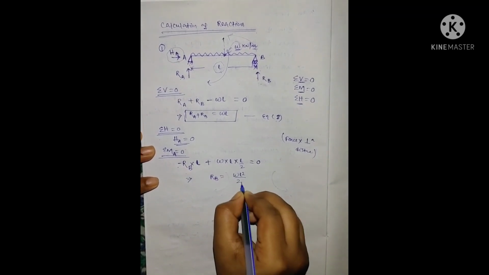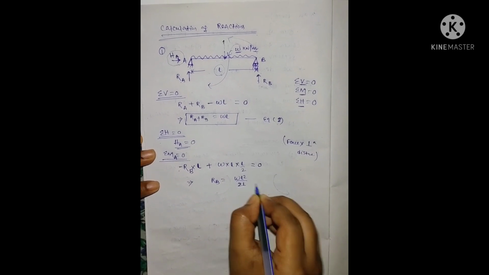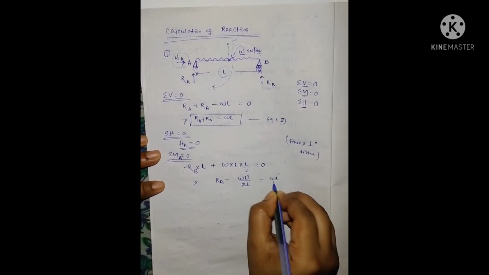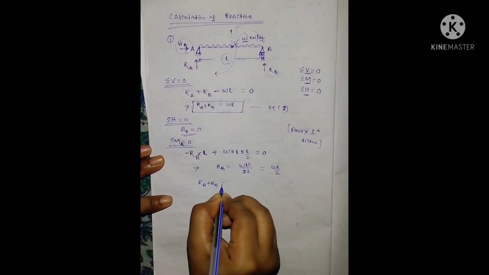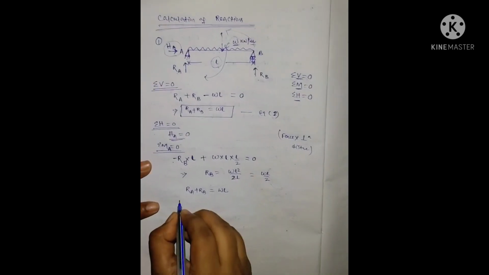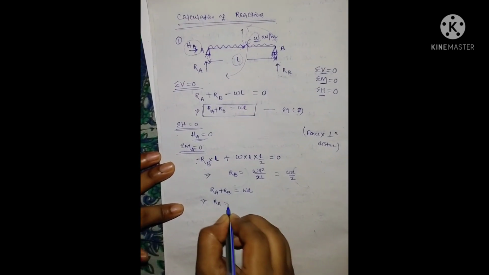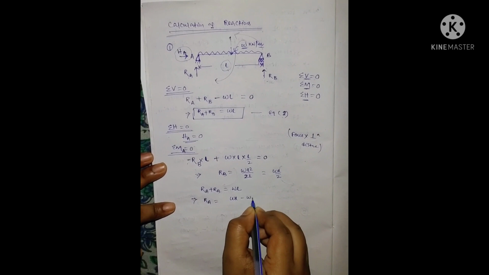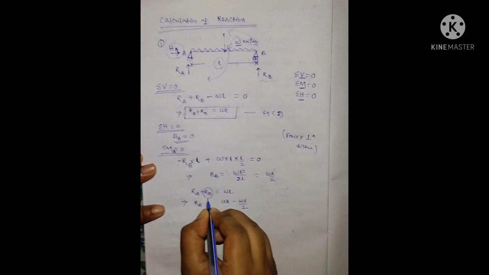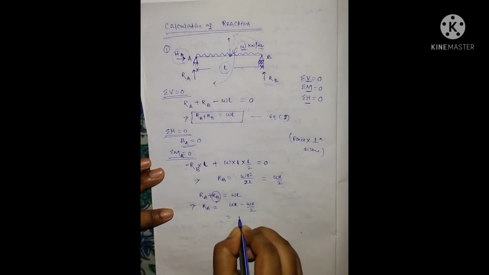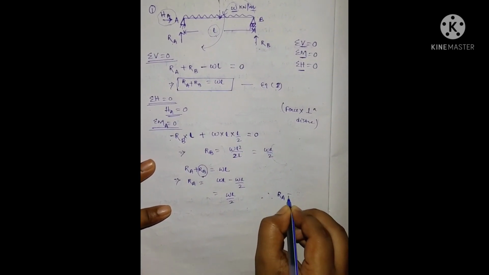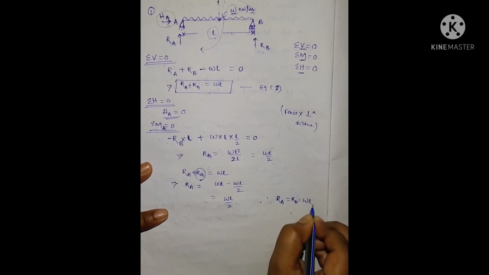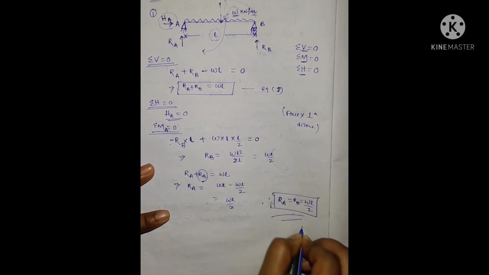W L square by 2 into L. So here we get W L by 2. Now RA plus RB equal to WL, we got in the previous equation. So RA equal to WL minus WL by 2. Just put the value of RB in this equation. We get WL by 2. So we have two reactions, RA equal to RB equal to WL by 2. Our reaction is calculated.